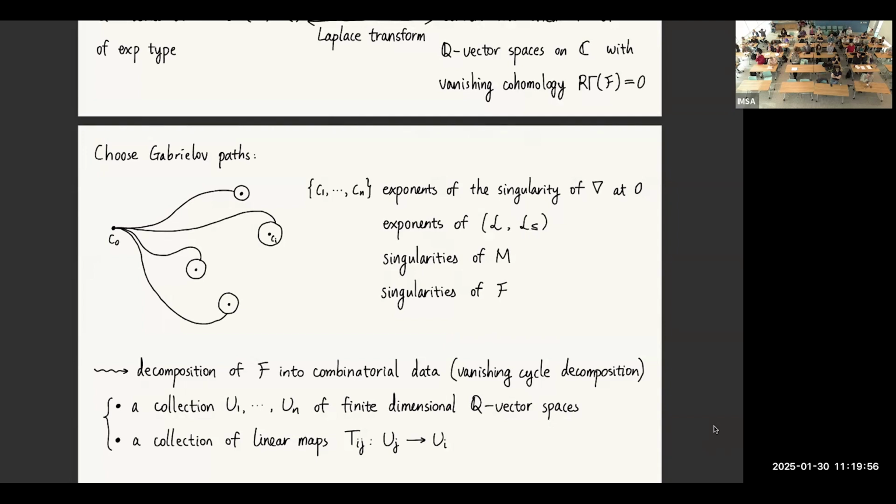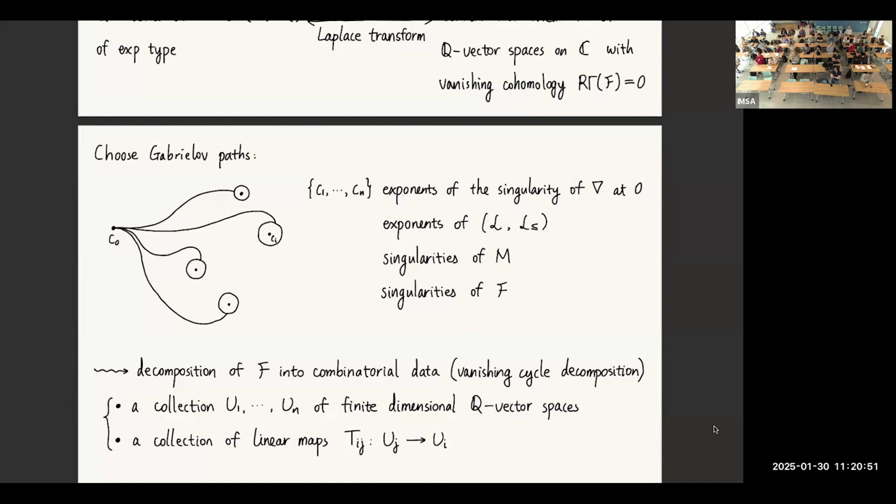Here, the constructible sheaf is not that complicated. Around every point, you have a constructible sheaf on the disk, and then it's a local system outside of the singularity. So all you have to do is just decompose it into a collection of U1 to Un, finite dimensional Q vector spaces, which remember what happened at every singularity, and then a collection of linear maps. It's gluing data: how to reconstruct the whole sheaf from these finitely many vector spaces.